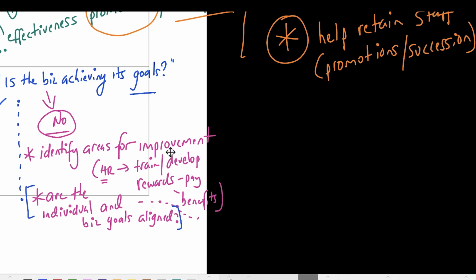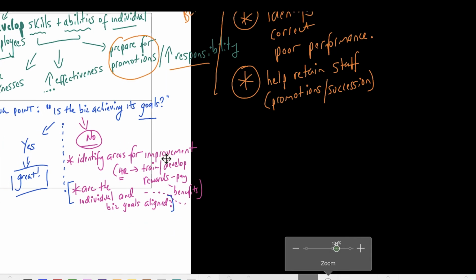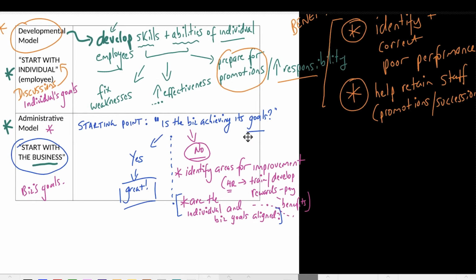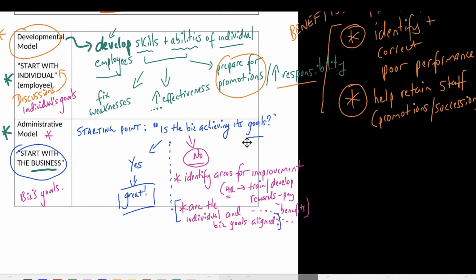So remember, we're talking about this administrative model. We'll zoom out a little bit so we can see it all together. What we're saying here is the benefits of applying this administrative model, so we'll put this double asterisk here. What are the benefits of having this administrative model where we are looking at the whole business and asking, are we achieving our goals? What are the HR strategies that we need to put in place to try and change things?